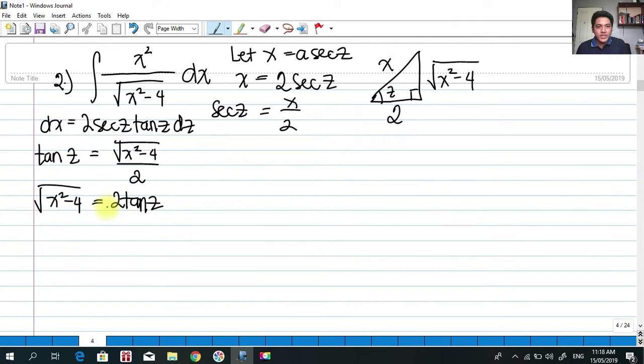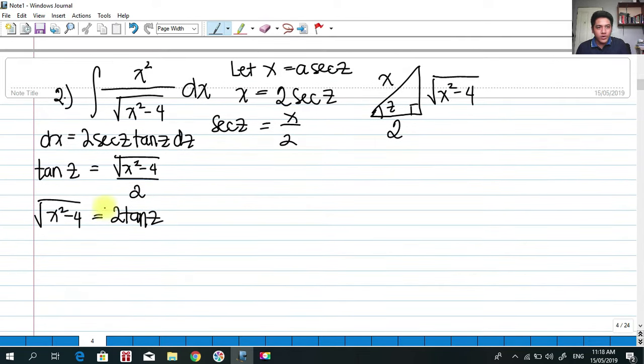And now we can replace our integral. We're going to replace our integral. We can now have what? Let me just make a space here.